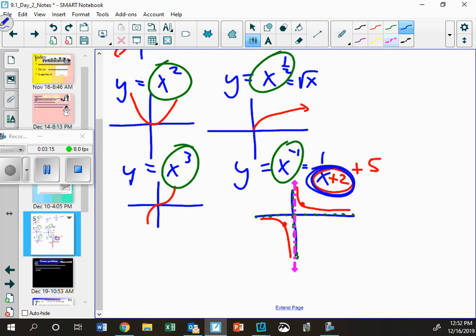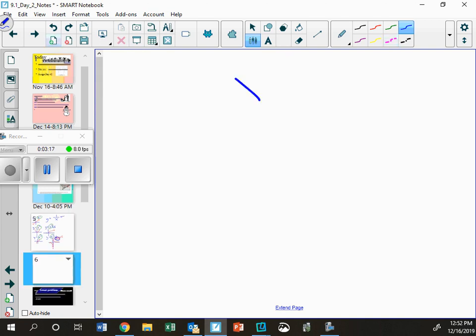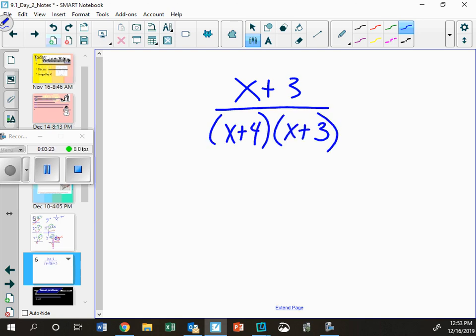So today's mission is to be able to give you an equation like this. Everybody write this one down, please. And help you understand what the vertical asymptote is, what the domain of it is, and if there's any holes.